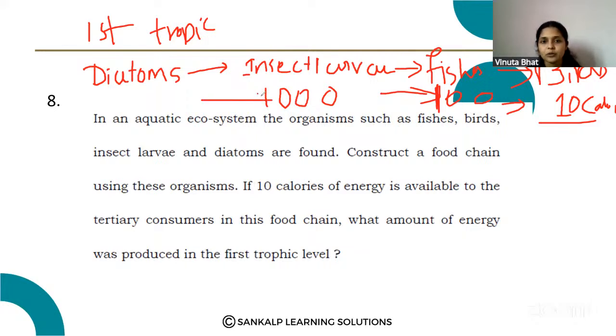Then only 10% of 10,000 calories is transferred to the insect larvae, that is 1000 calories. 10% of 10,000 is 1000 calories. So the amount of energy produced in the first trophic level is 10,000 calories. So that is the answer for this question. Okay.